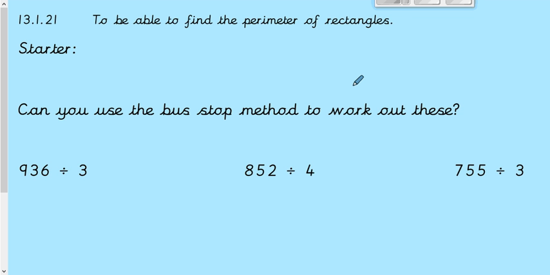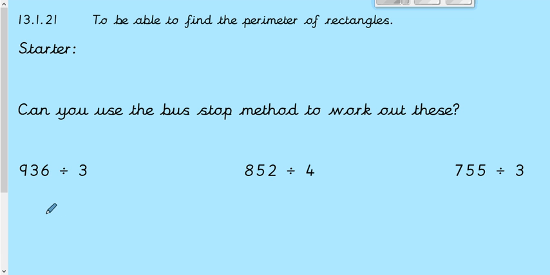But before we go into perimeter, I have a quick 5-minute starter for you today, like we would do in school. So what I want you to do is see if you can remember how to use the bus stop method to work out these questions. Okay, so if you remember how to do it, pause the video, have a go at them. If you're not sure after you've given it a go, so please give it a go first, but if you're really in a pickle, I'm going to go through the answers now.